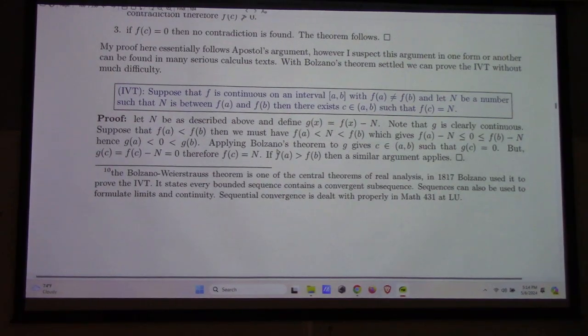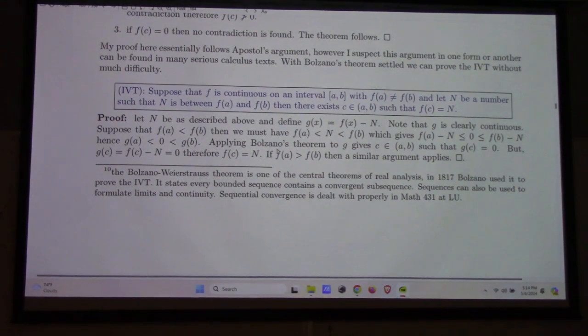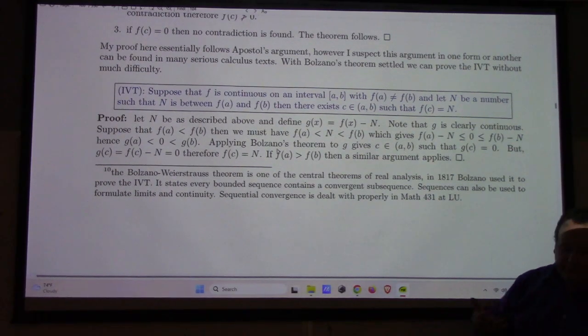So basically, we use a careful argument based on the completeness axiom of the real numbers to prove Bolzano's theorem, and then we adapt that to get the actual intermediate value theorem.